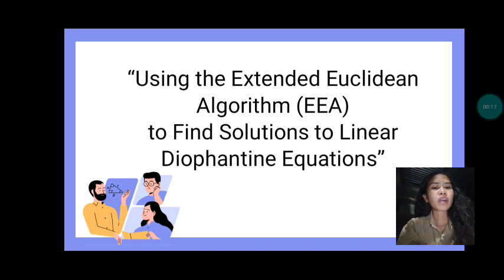If you ever wondered how to solve an equation like ax plus by is equal to GCD of a and b, or how to find the modular inverse used in cryptography, this lesson will guide you step by step, and I promise to make the process simple, clear, and very doable. By the end of this video, you'll be able to perform the extended Euclidean algorithm confidently. So let's get started.